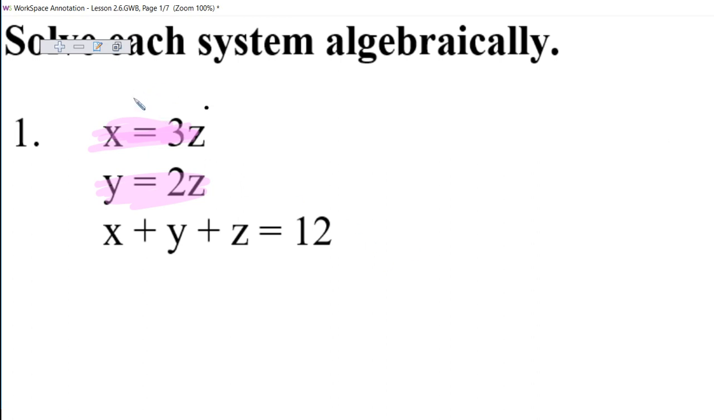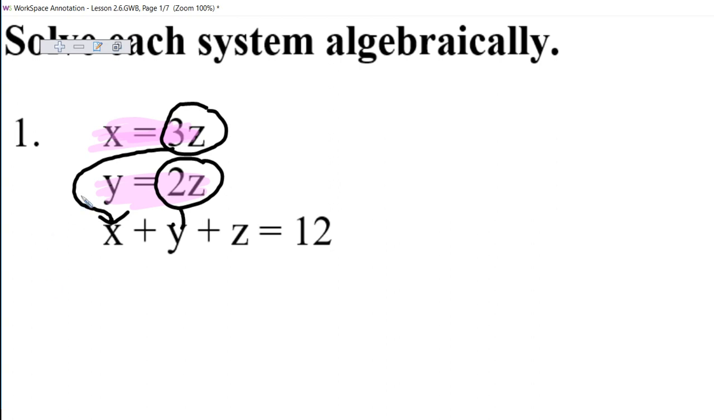So I'm going to circle the 3z and draw my arrow. I can't draw it to this equation because does this equation have an x in it? No, so I'm going to draw my arrow down here to the bottom equation. Then my second short equation is y equals 2z. So circle the 2z and draw your arrow to the y in the bottom equation. So we are going to substitute in for x and y.